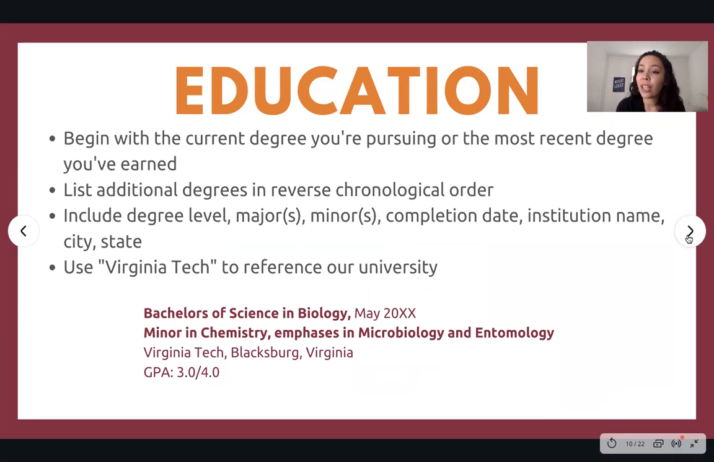So next would be the education section. You would begin with the current degree you're pursuing or the most recent degree that you've earned. You want to list additional degrees in reverse chronological order. So that means most recent first. Include degree level, majors and minors, completion date, institution name, city, and state.